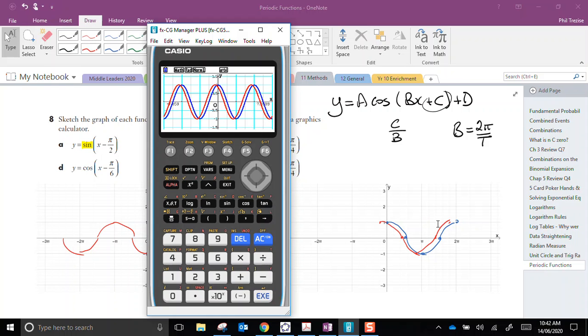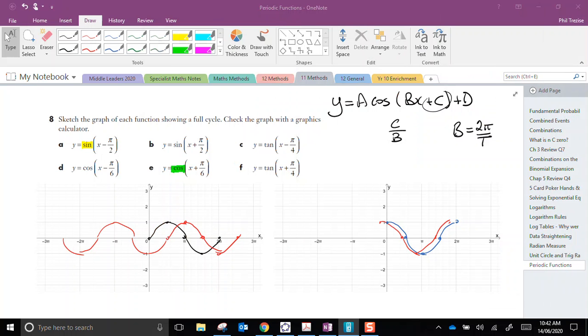The blue graph is the base function, and the red one, which is shifted just a little itty bit, pi over 6, to the left, that's the one I tried to draw in there in red. Drawing them by hand is always a bit rough, but you have to be able to do it. So practice makes perfect. Thanks for watching.